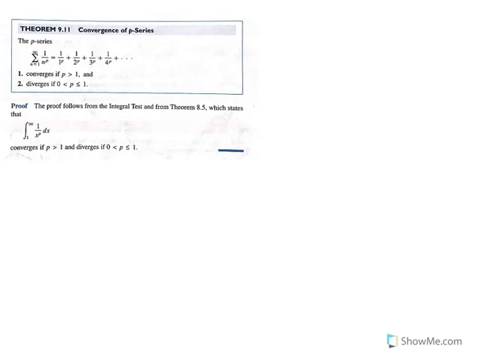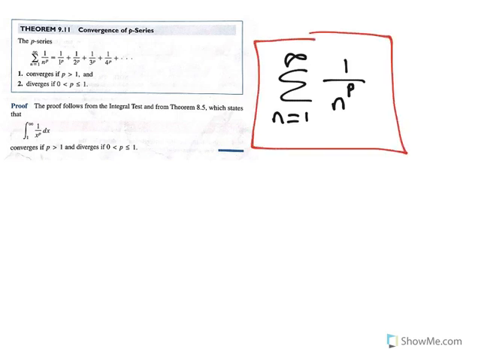So here we have Theorem 9.11, Convergence of P series. And first of all, for our first objective, how do you know if you have a P series? A P series has this form. Sometimes it will be very obvious that you have a P series because the series will be written in a way that closely matches the form that you see here.